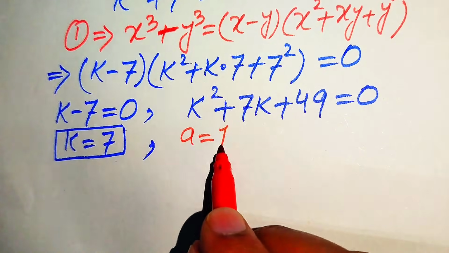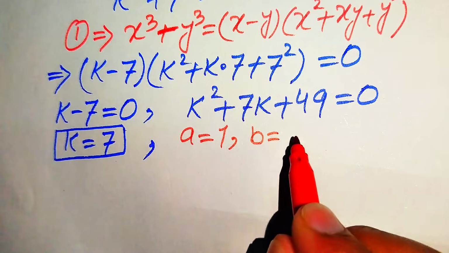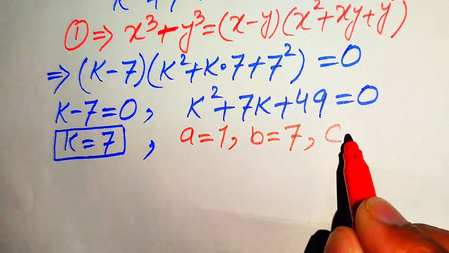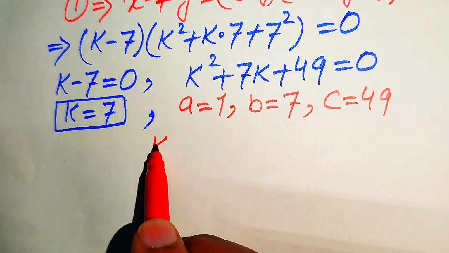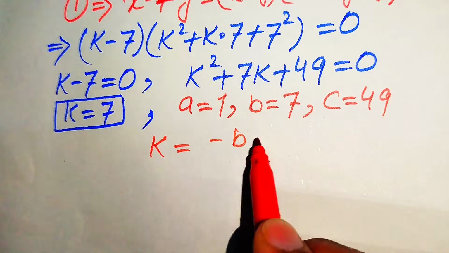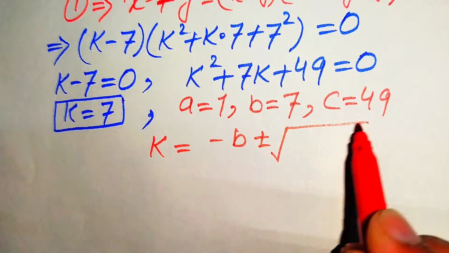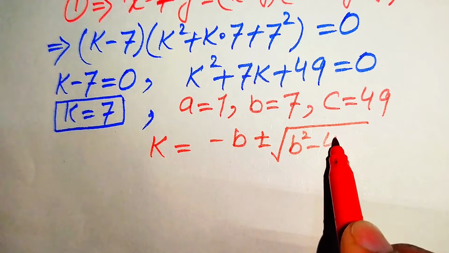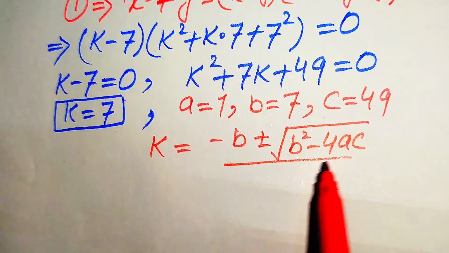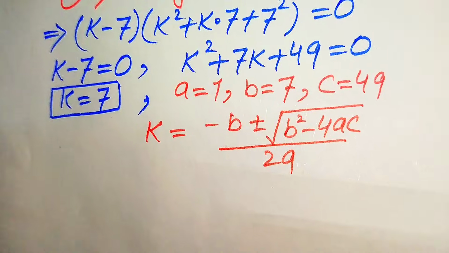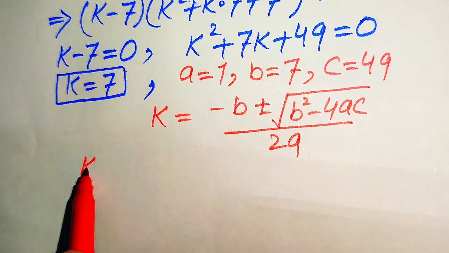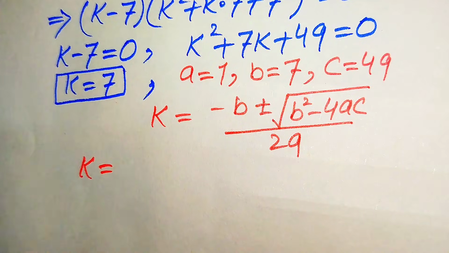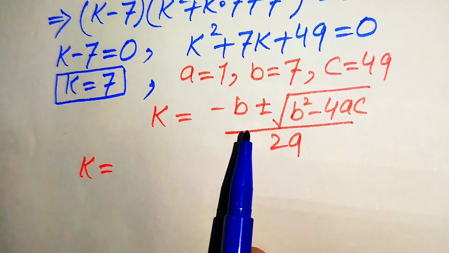We write its coefficients: a equals 1, b equals 7, and c equals 49. And we state the quadratic formula as k equals minus b plus minus square root of b square minus 4 times ac, divided by 2 times a. Here we need to substitute all the values of a, b and c in this formula.